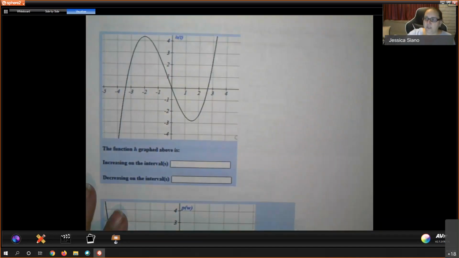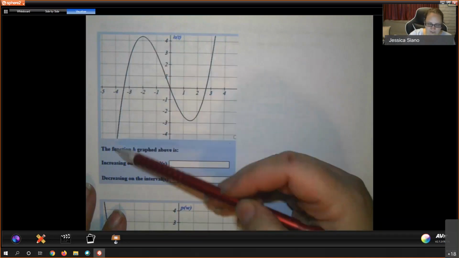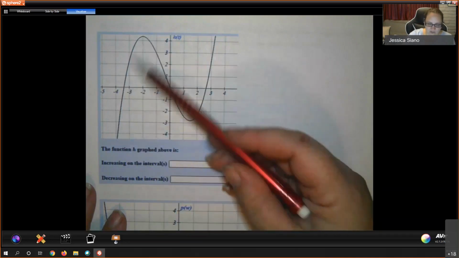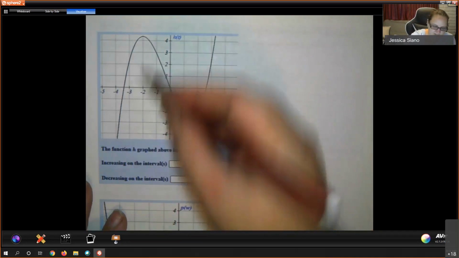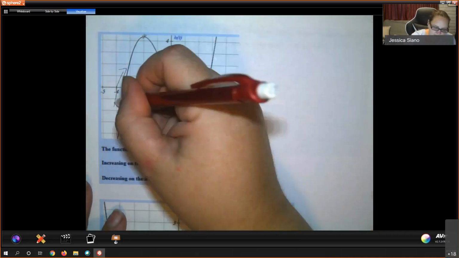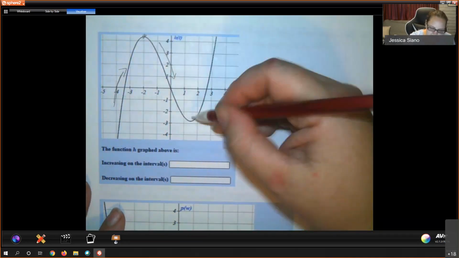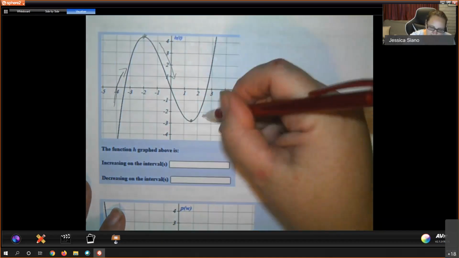All right. So increasing is anytime the graph has a positive rate of change. So that would be from here to here. See how it's going up? And then at this maximum, it stops going up and it starts going down. So this is the section where it's decreasing and then it increases again.